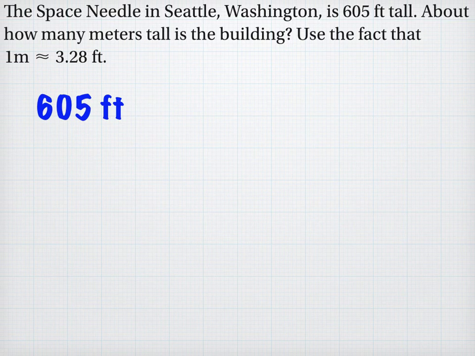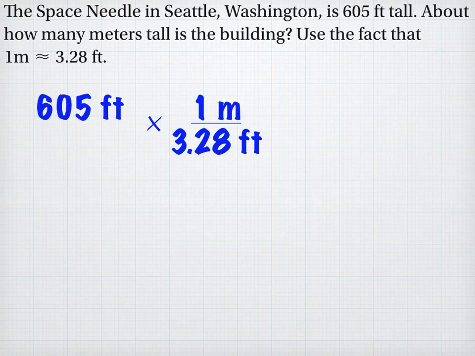The Space Needle in Seattle, Washington is 605 feet tall. About how many meters tall is the building? Use the fact that 1 meter is about 3.28 feet. So in this case, we're going to take 605, the height of the Space Needle, and multiply it by 1 meter over 3.28 feet. This is actually just multiplying by 1 because 1 meter is about equal to 3.28 feet. So we're not changing the height, we're just changing the unit that we're measuring the height.